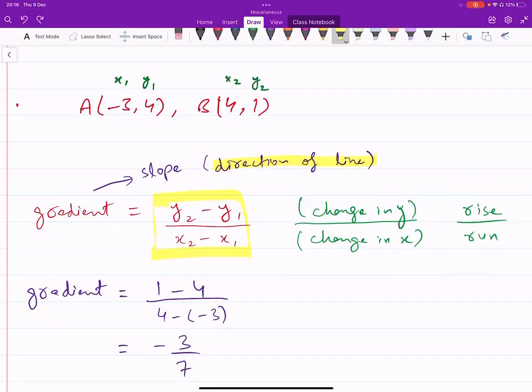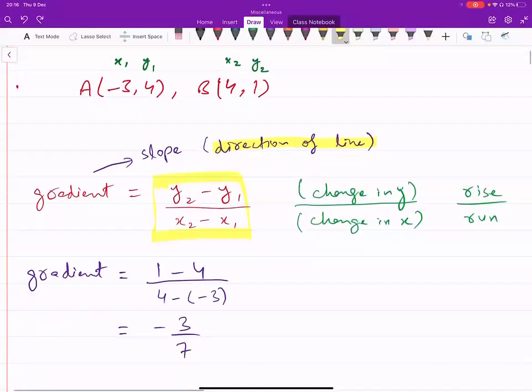How do we find the gradient? y2 minus y1 over x2 minus x1. Again, you've got those 2 points A and B. You call any one of them x1, y1 and the other x2, y2, and then you just input the values. For example, y2 here is 1, y1 is 4, so we have 1 minus 4 divided by x2 minus x1. Keep in mind, if you have a negative number, we need to put it inside brackets like this so that the bracket gets evaluated. For example, in this case, this becomes 4 plus 3 in the denominator. So be careful about that. You just evaluate that and you get the gradient of the line. That tells you the direction of the line.